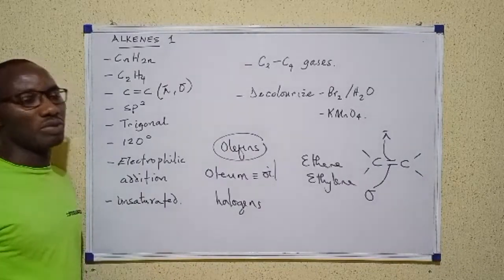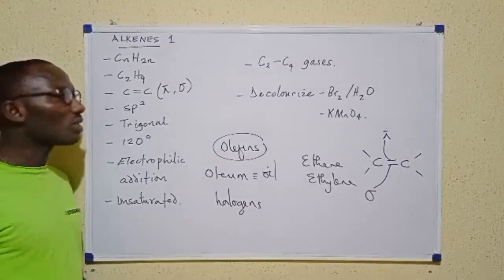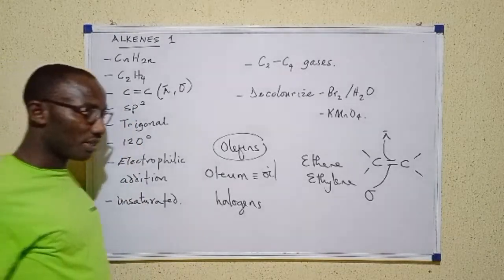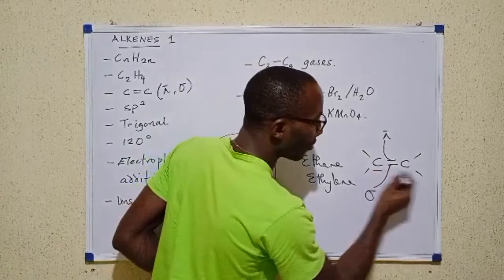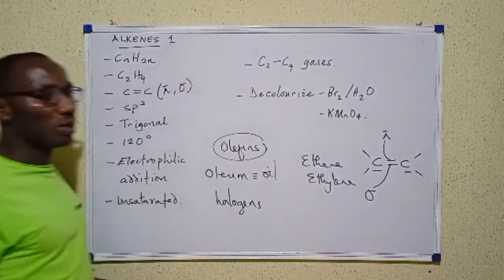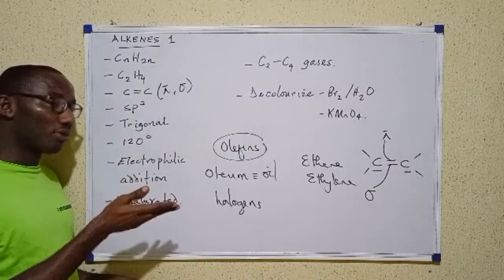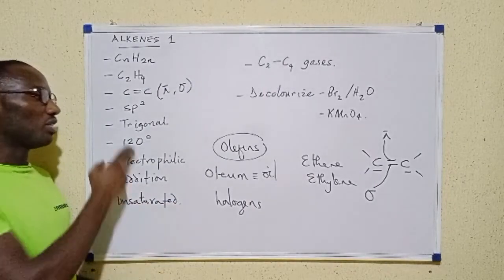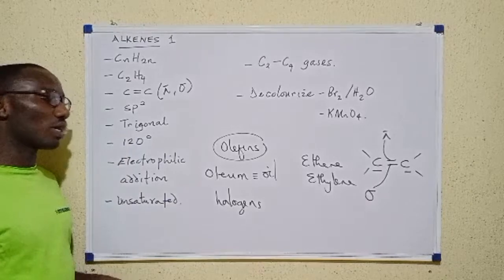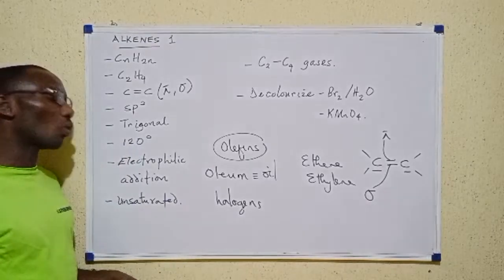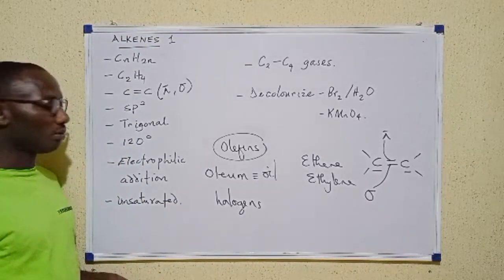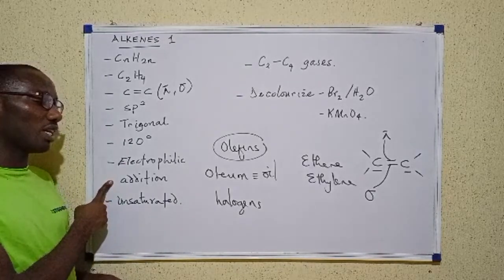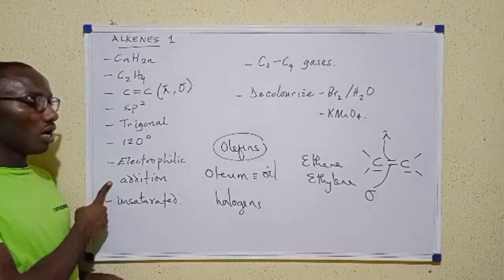In terms of hybridization, not every carbon in an alkene is sp2. Instead, the carbons that form the double bond are sp2 hybridized, but the other carbons are usually sp3. In terms of shape, alkenes are trigonal. Their bond angle is 120 degrees. And then the type of reaction they undergo is usually electrophilic addition.